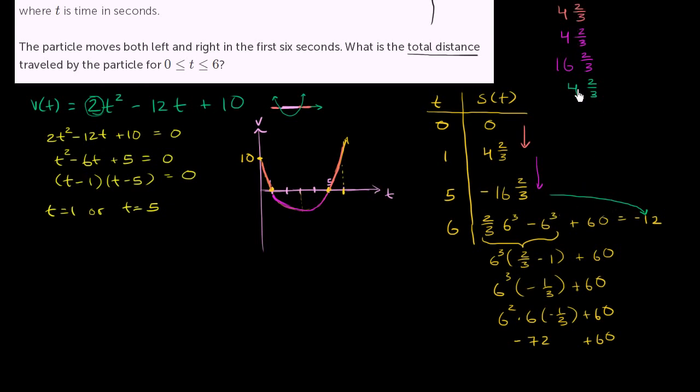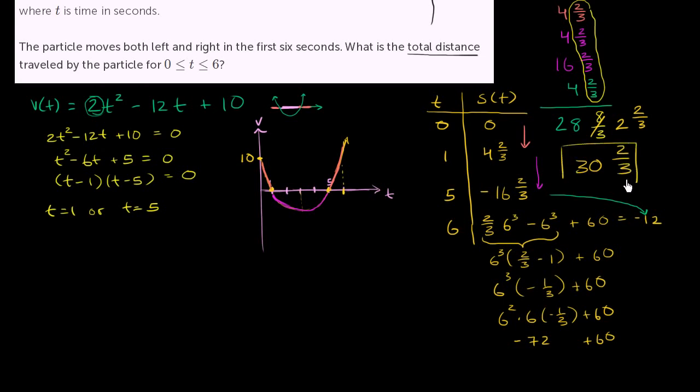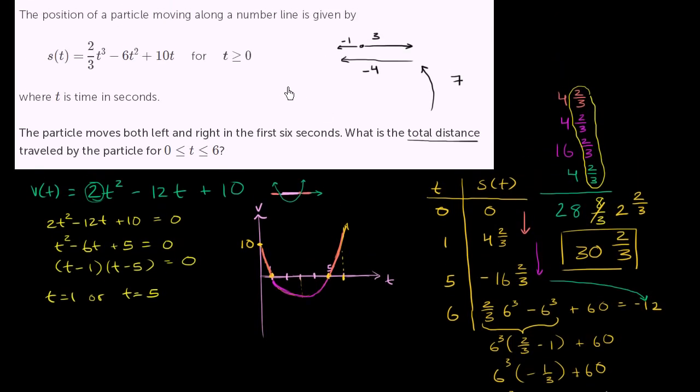And so we just have to add up all of these values. So what is this going to be? The fraction part, 2/3 times 4, is 8 over 3. And 4 plus 4 plus 16 plus 4 is 28. So 28 and 8/3, that's a very strange way to write it, because 8/3 is the same thing as 2 and 2/3. So 28 plus 2 and 2/3 is 30 and 2/3. So the total distance traveled over those 6 seconds is 30 and 2/3 units.